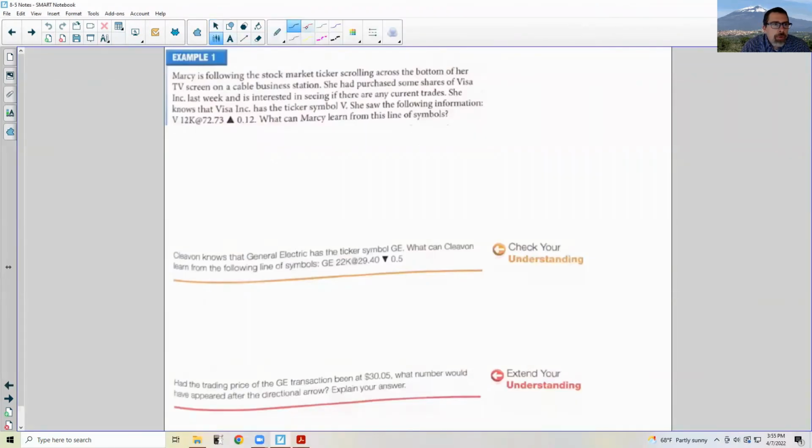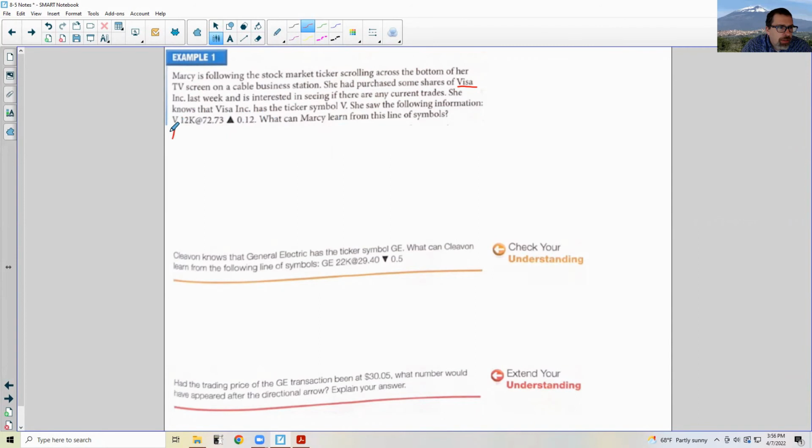Okay, so here's example 1. Marcy is following the stock market ticker, scrolling across the bottom of her TV screen on a cable business station. She had purchased some shares of Visa Incorporated last week and is interested in seeing if there are any current trades. She knows that Visa Inc. has a ticker symbol V. She saw the following information: V 12K at 72.73, an arrow pointing up 0.12. What can Marcy learn from this line symbol?